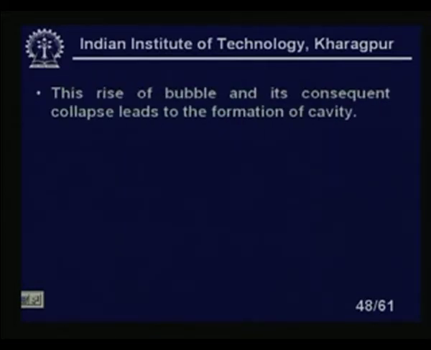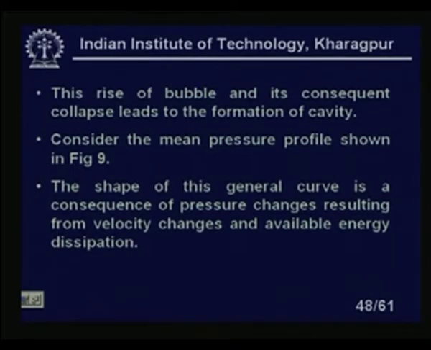Now, this rise of bubble and its consequent collapse leads to the formation of cavity. That means the formation of the bubble and its collapse will lead to the formation of cavity. Consider the mean pressure profile shown in figure 9. In the next figure we will see the shape of this general curve is a consequence of the pressure changes resulting from the velocity changes and the available energy dissipation. Okay, there is energy dissipation inside the pipe.